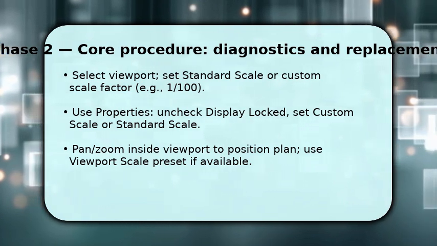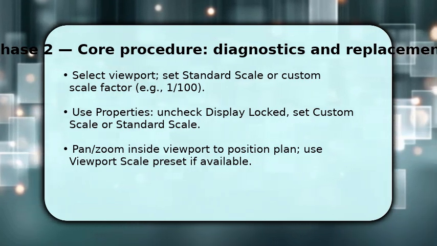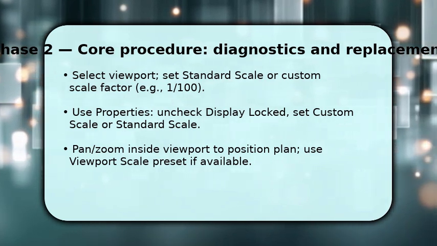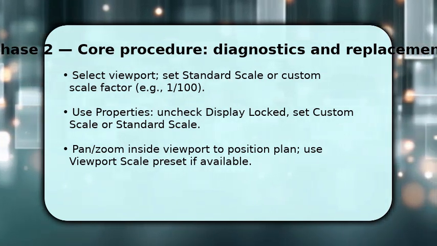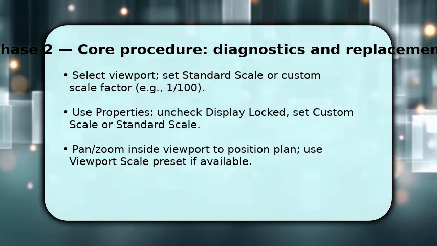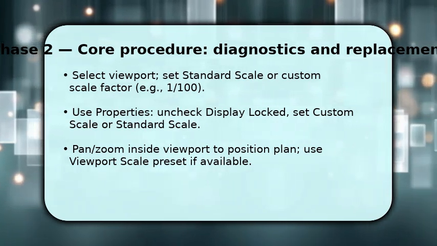Once you set the scale, pan and zoom inside the unlocked viewport to position your plan accurately, because changing scale often shifts the view. If you use annotative objects, confirm they reflect the new annotation scale so text and dimensions remain legible. Finally, lock the viewport to prevent accidental movement when annotating.